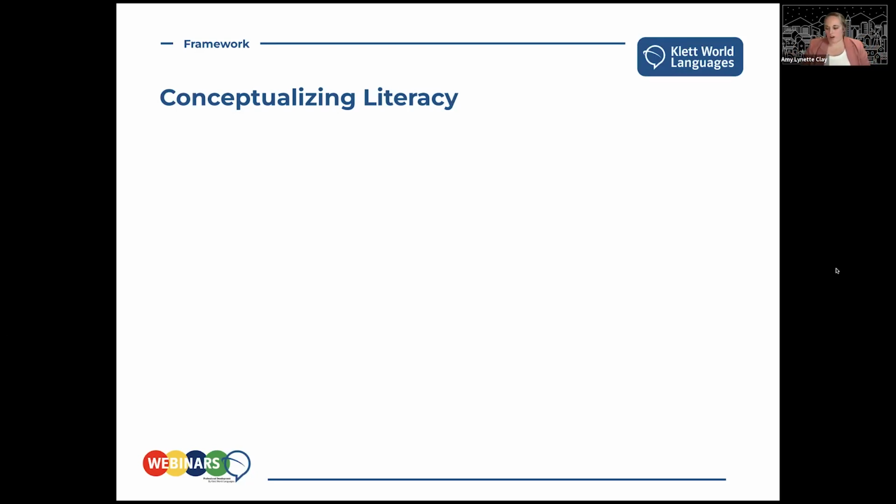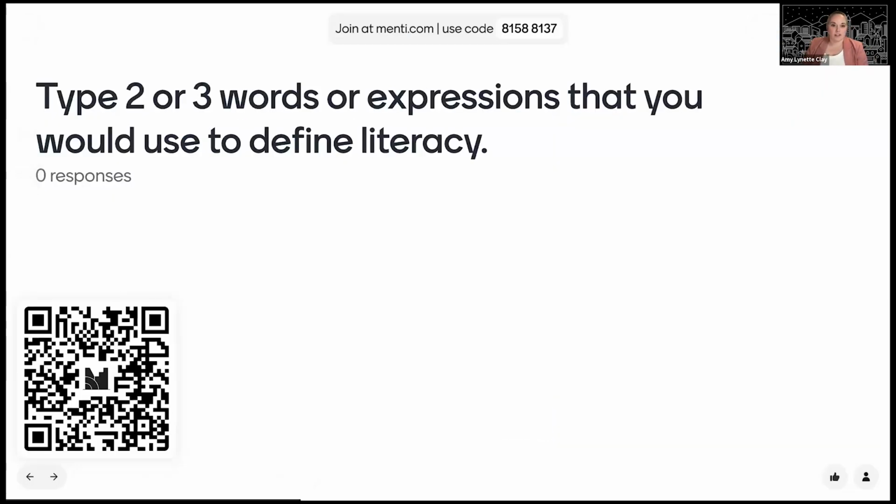What I would like to start off with, though, is to ask you, what do you think about when you think about literacies? I'm going to bring up a Menti slide. I would like for you to share 2 or 3 words or expressions that you would use to define literacy. And then we're going to see them pop up on the screen here as you share. So as you're thinking about your language classrooms and building literacy in them, what comes to mind as what literacy means for you?